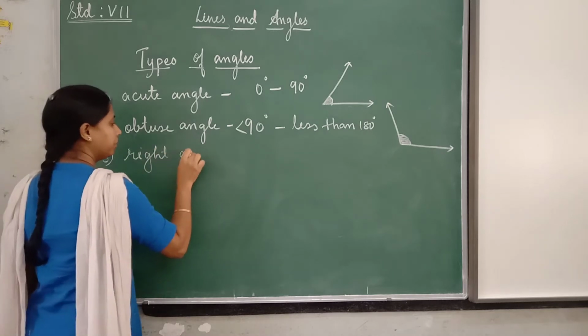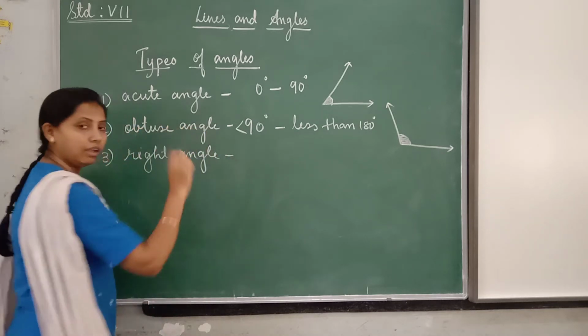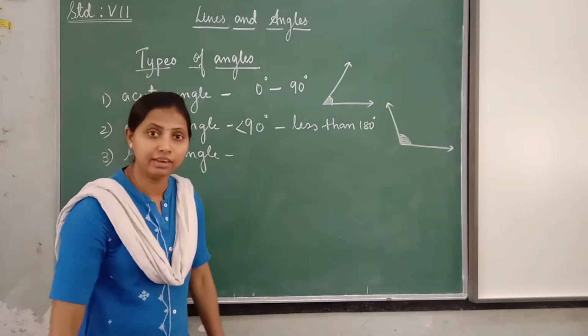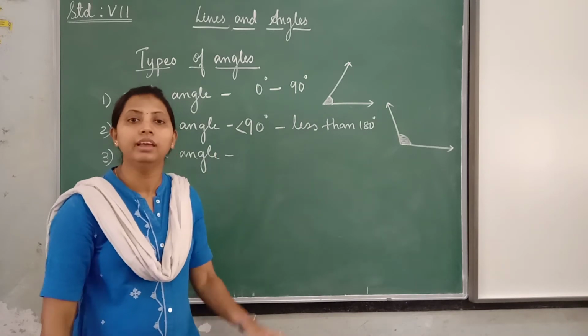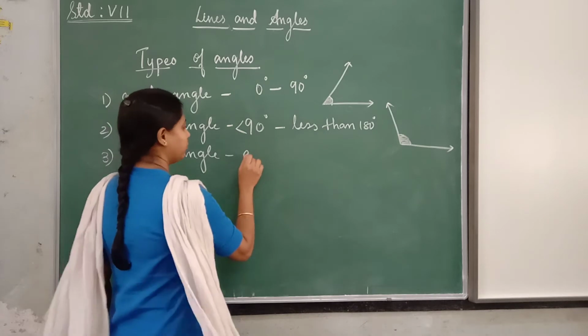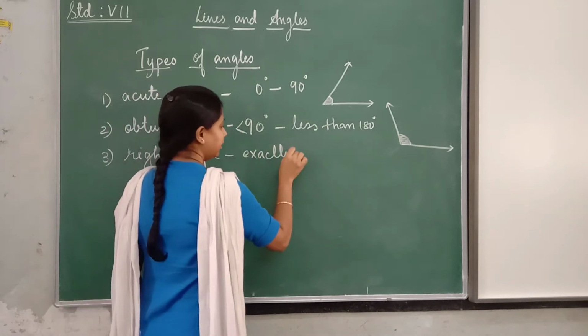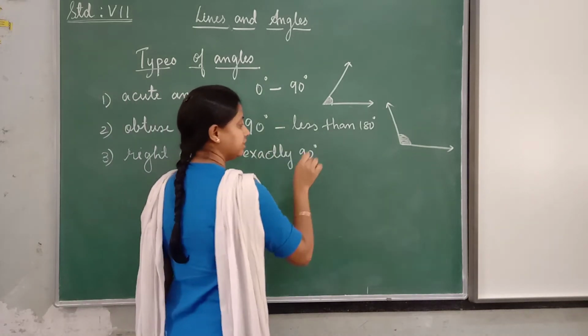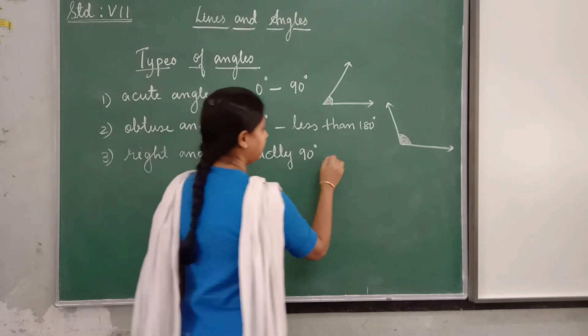What do you mean by right angle? When the measurement of an angle is exactly 90 degree, then that angle is said to be right angle. Okay, it will be exactly 90 degree.